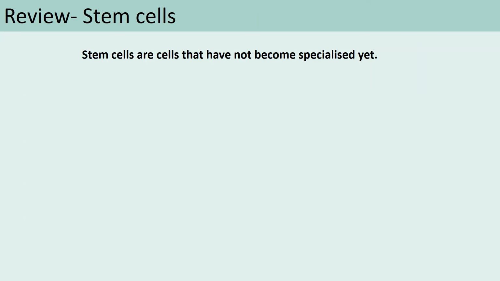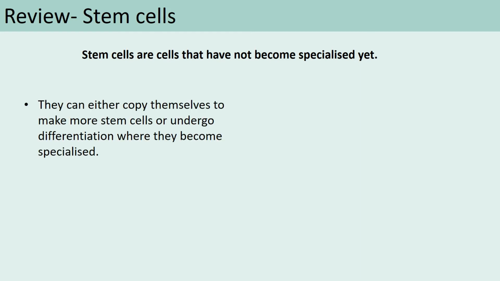So quick review. Stem cells are cells that haven't become specialized cells yet. We did look at that last lesson. They can either copy themselves to make more stem cells or undergo differentiation where they become specialized. So stem cells, when they are dividing, will either divide to make another stem cell, so the same cell, or they differentiate and become a specialized cell.